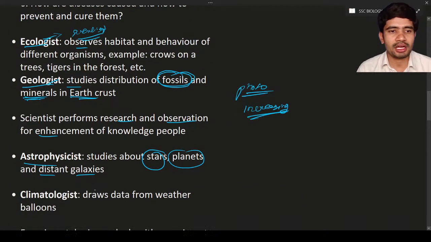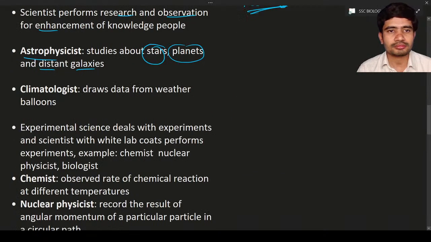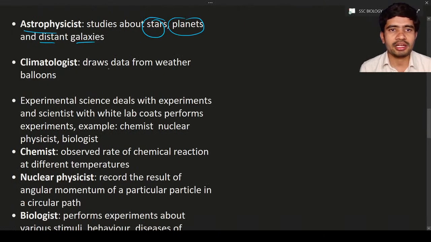And next one will be the climatologist. These climatologists draw data from weather balloons. What is meant by draw? In this case, draw is nothing but taking. So these climatologists take the data from the weather balloons, and they find crucial information about the weather, and they inform the farmers or anyone for whom the weather is most important.